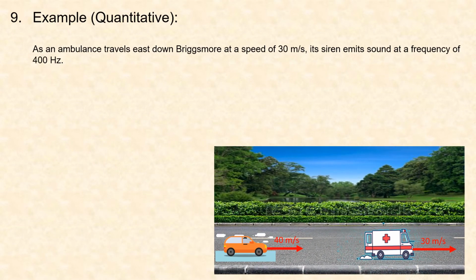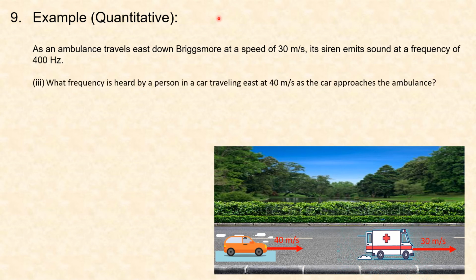All right, so in part 3 of the problem, same ambulance that we had in parts 1 and 2, but in this case, we're asked to find what frequency is heard by a person in a car that's traveling 40 meters per second as the car approaches the ambulance. You'll notice here that the car is moving faster than the ambulance, so it is actually going to be approaching the ambulance, moving towards it.